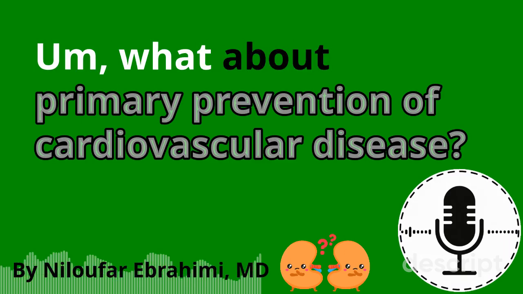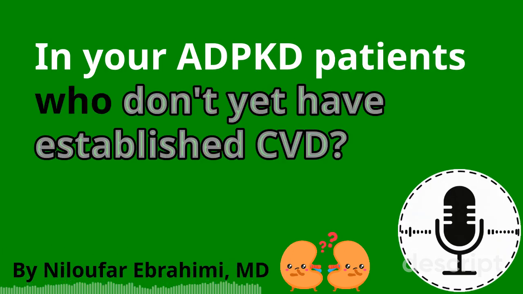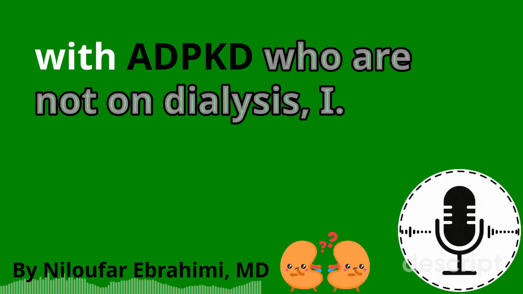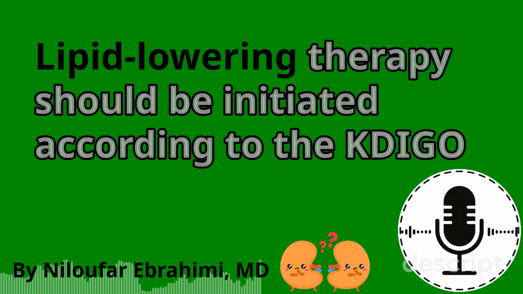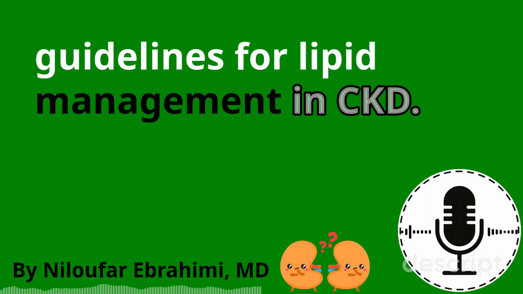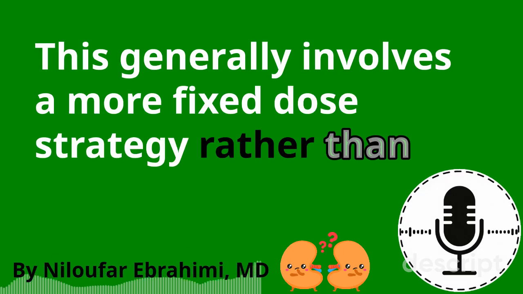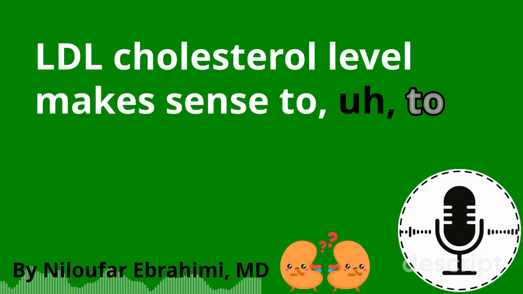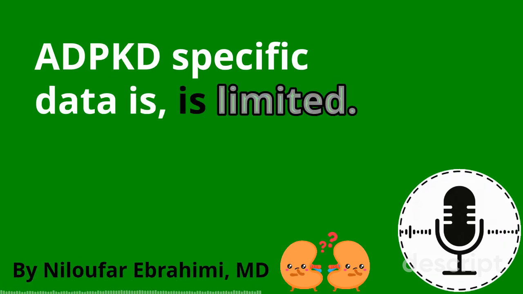What about primary prevention of cardiovascular disease in your ADPKD patients who don't yet have established CVD? So for primary CVD prevention in adults with ADPKD who are not on dialysis or haven't had a kidney transplant, lipid-lowering therapy should be initiated according to the KDIGO guidelines for lipid management in CKD. This generally involves a more fixed dose strategy rather than strictly treating to a specific target LDL cholesterol level. Makes sense to align with established CKD guidelines. ADPKD specific data is limited.